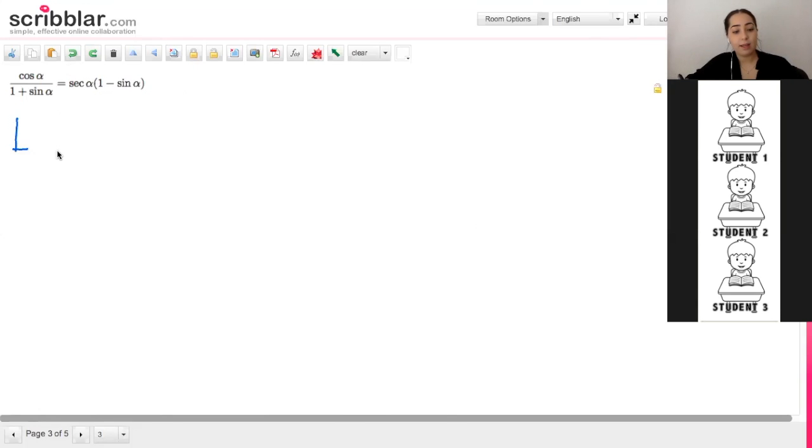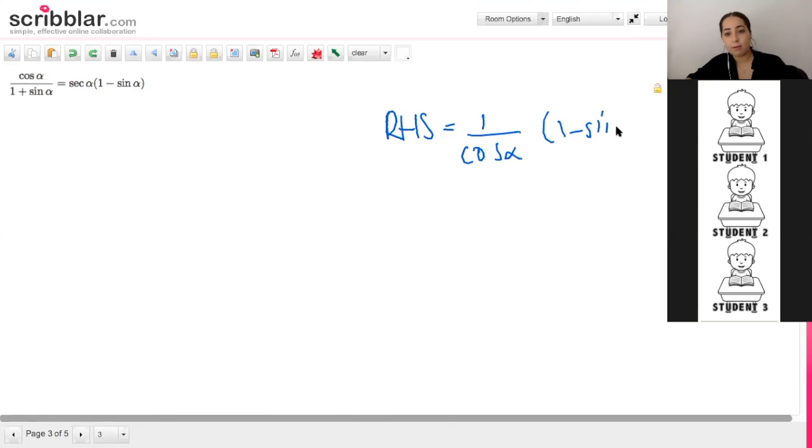Okay, let's look at the left-hand side. Oh, you know what, let's look at the right-hand side, the RHS. So sec is 1 over cos, so sec alpha times 1 minus sine alpha over cos alpha. So this is basically 1 minus sine alpha over cos alpha, right? So this is what you're trying to prove for the left-hand side.